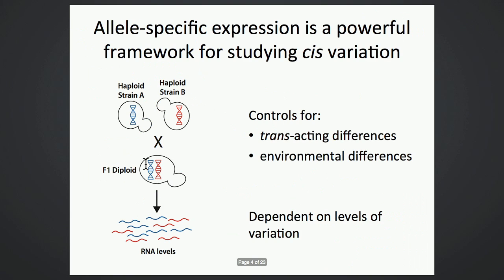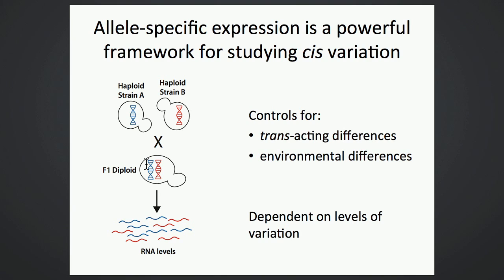Next slide, please. So there are several ways to look at cis-regulatory variation. One particularly powerful method is looking for allele-specific expression. In this framework, you begin with, in yeast, the 2 haploid strains that you're interested in, and you mate them to form a diploid. And then in the diploid, you compare expression levels of the 2 parental alleles. What makes this framework so powerful is that in the diploid, all of the trans-acting factors and environmental differences that could affect expression of these 2 alleles are going to be the same.